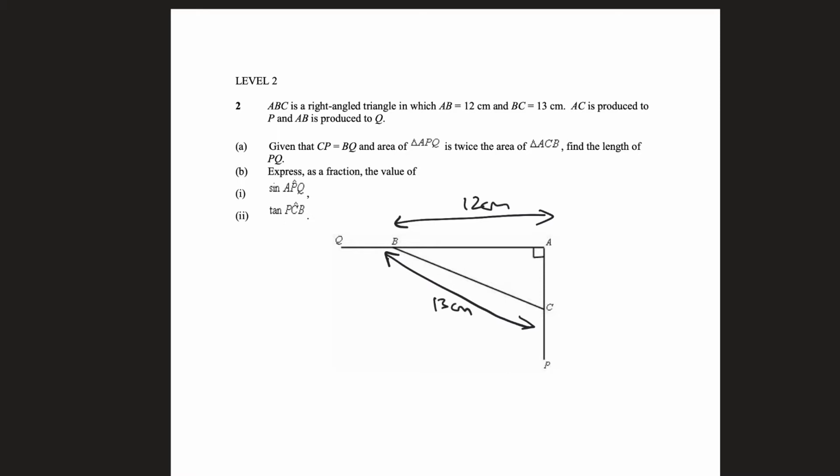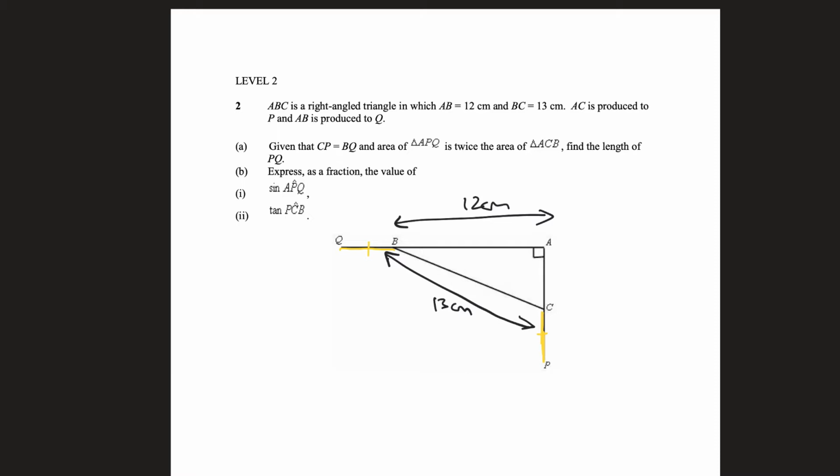AC is produced to P. And when it says it's produced to P, what it means is that ACP is a straight line. I mean, this is 180 degrees. AB is produced to Q, that means this is a straight line, and this is 180 degrees. Given that CP equals BQ, so let's write that down. CP and BQ are the same. So maybe let me color code it by doing it this way. CP is the same length as BQ.